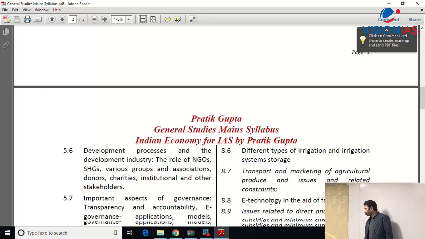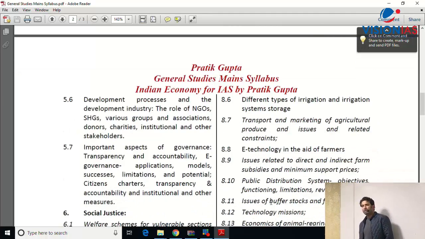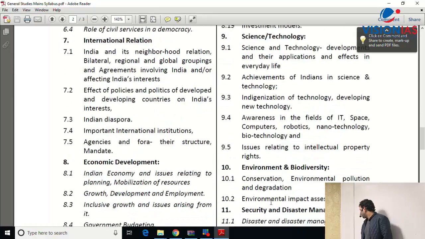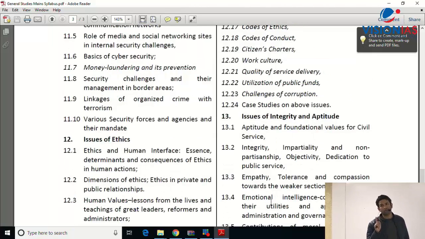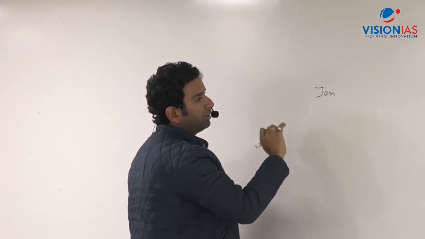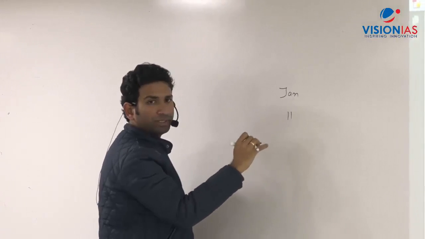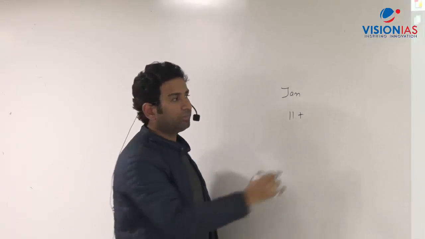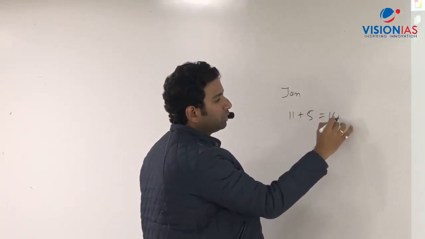Ab dekhiye, agar hum baat karte hain topics ki, to aapko UPSC ke mains mein kareeb kareeb 13 topics complete karne, you need to cover 13 topics. Okay? As you all are going to appear in 2020 only, and we are sitting in the month of January. That means you have 11 months of this year, and you have 5 months of next year. So, aapke paas abhi kitne hai? You have 16 months.